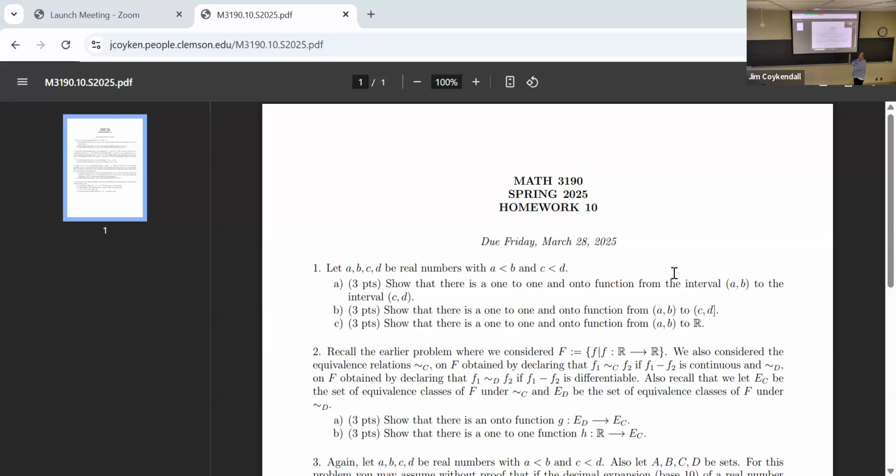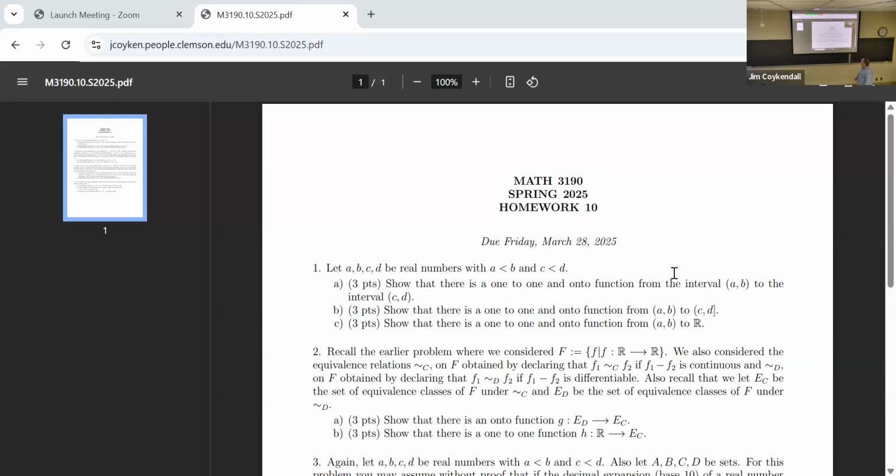A, B, C, and D are real numbers. A is less than B and C is less than D. Show that there's a one-to-one onto function from the interval AB to the interval CD. This is not too difficult to do. Maybe send A to C and B to D and just linearly do this. But whatever function you use, you should show that it is one-to-one and onto.